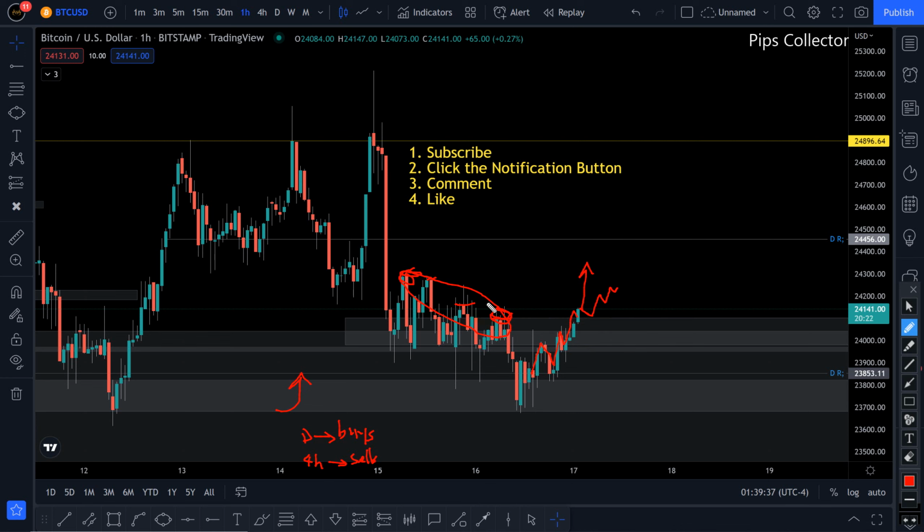For the buys, I'm looking for buys anywhere above the supply level. The sales could occur below here, but the sales will be a far cry. Let's see which one plays out anyway.